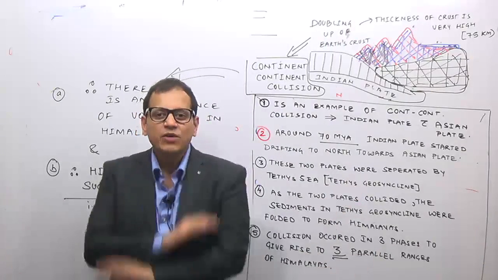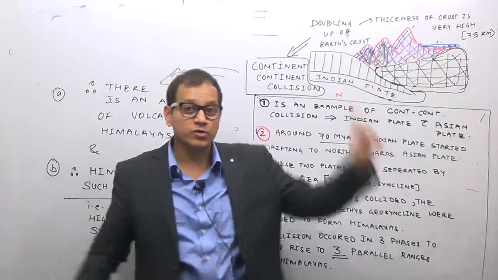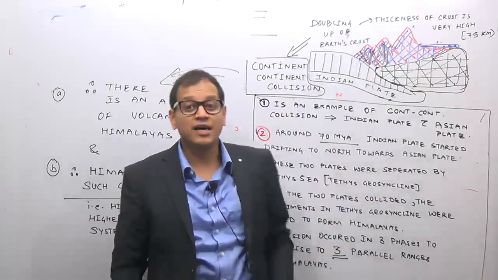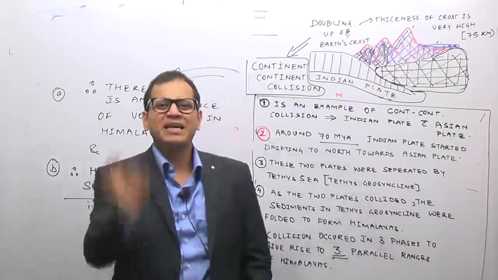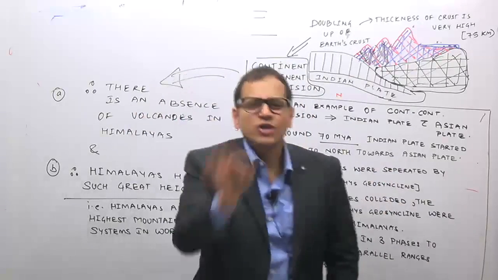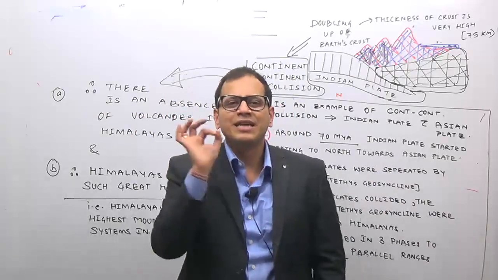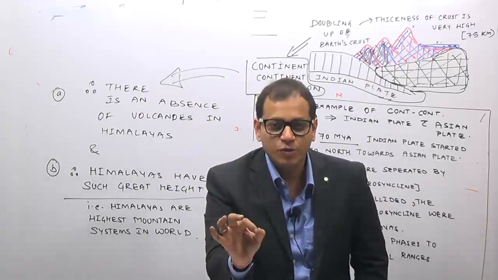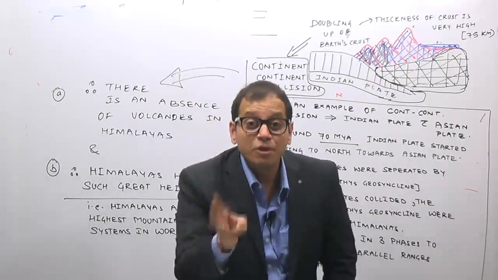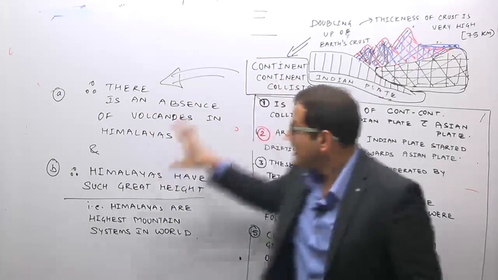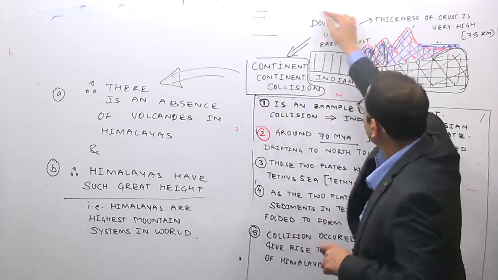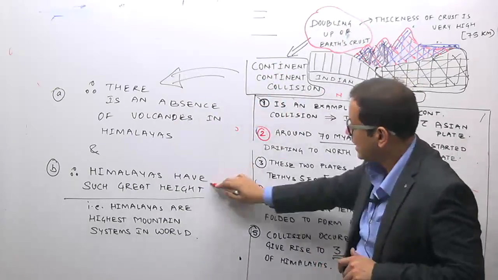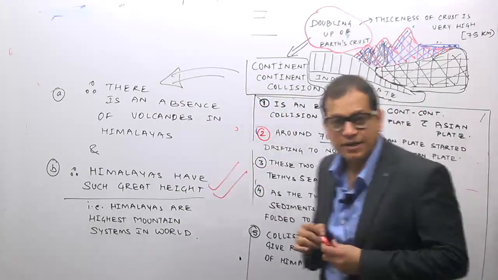Not extinct volcanoes, neither dormant volcanoes. Evidence is there in the Kargil and Dras region. From a general studies point of view, remember the Himalayas as such today do not have volcanic eruption because they are an example of a continent-continent collision. Because of this, there is a phenomenon known as the doubling up of the earth's crust. And because of the doubling up of the earth's crust, the Himalayas have a greater height.